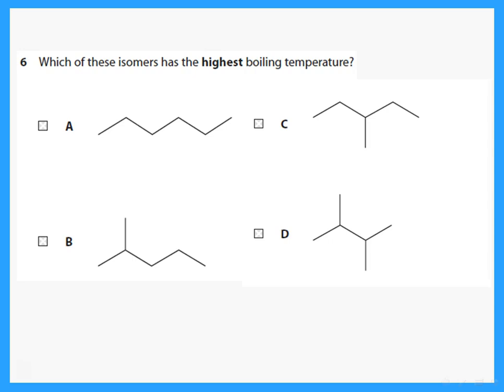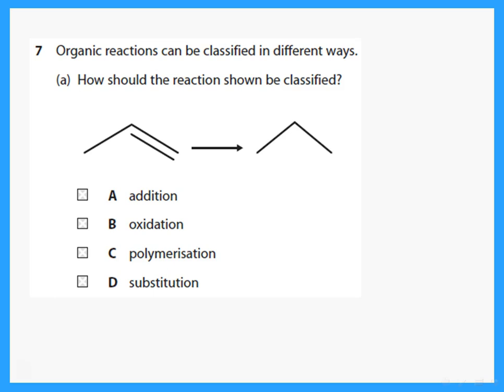So let us see. These are 1, 2, 3, 4, 5, 6 carbons. All of them have 6 carbons. So the number of carbons is not what is different about them. It is the branching or the straight chain. Remember, if I have the same number of carbons, then the straight chain, which is like A, is the one that will have a higher boiling temperature than the branched chain with the same number of carbons.